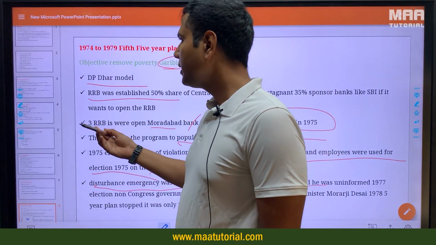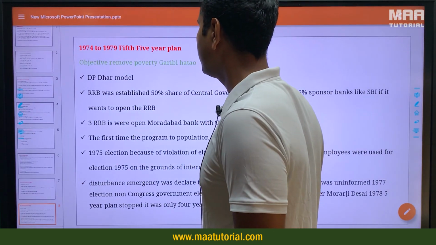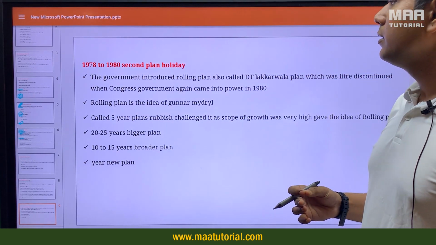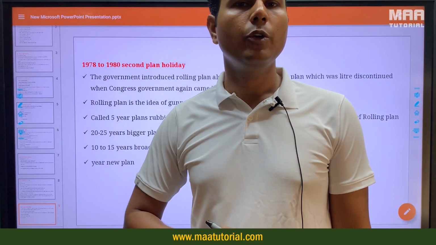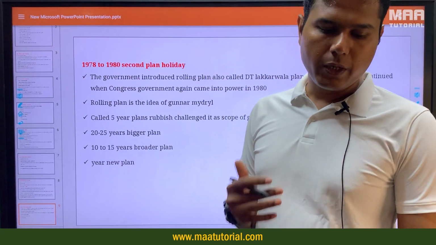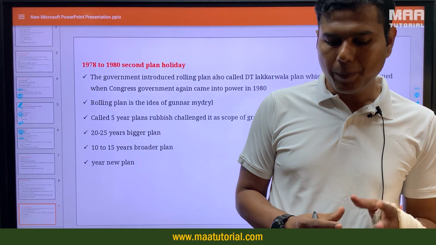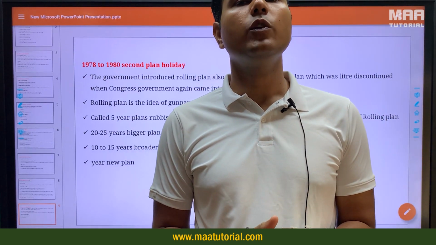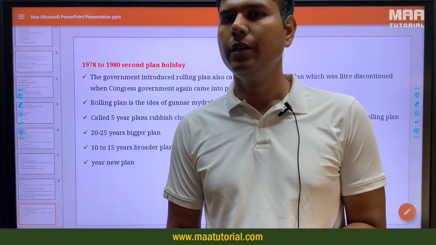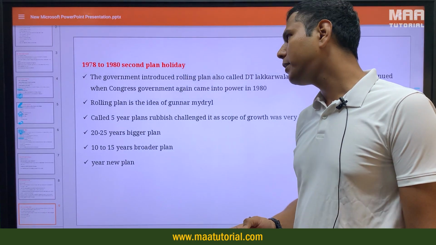See, when the election took place in our country, it was found that for the first time a non-Congress government came into power. Okay, so when the non-Congress government came into power, it had a different opinion. The opinion was that they didn't want to have a 5-year plan. They believed that 5-year plans are not an effective measure to run a government. So they came up with an alternative method of rolling plans.